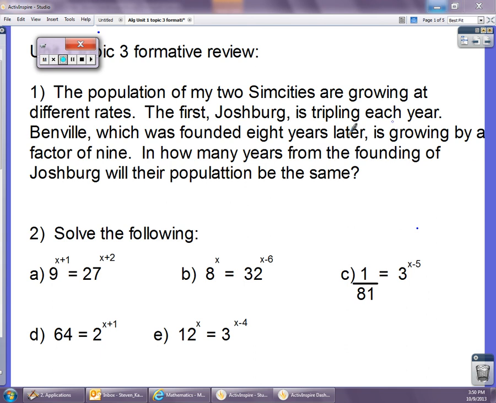Hey guys, here's the review for Unit 3, Unit 1, Topic 3.